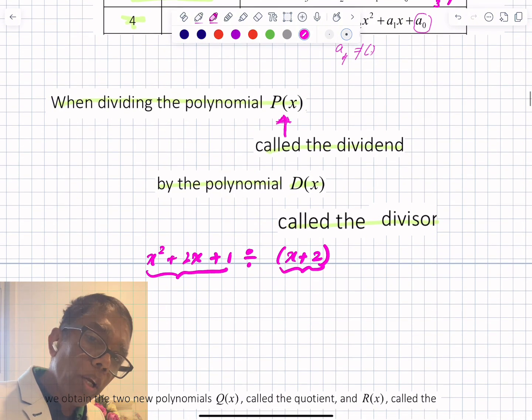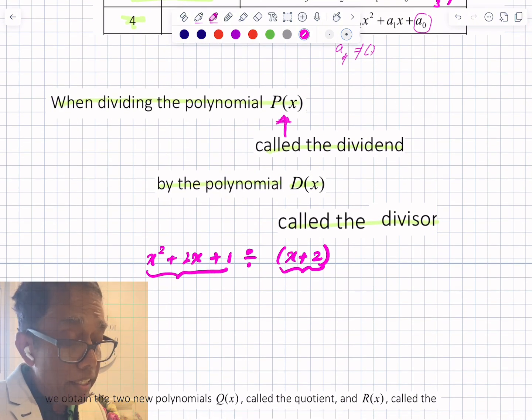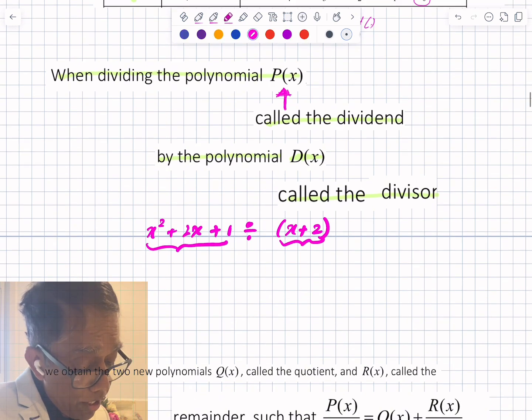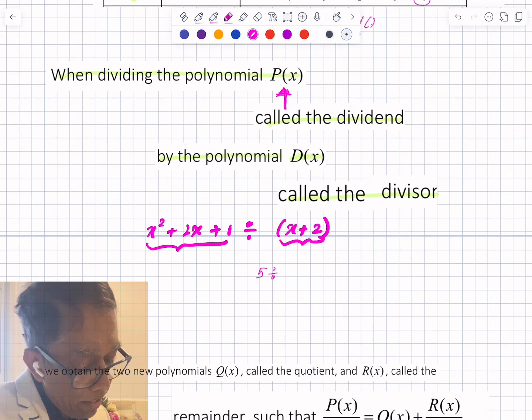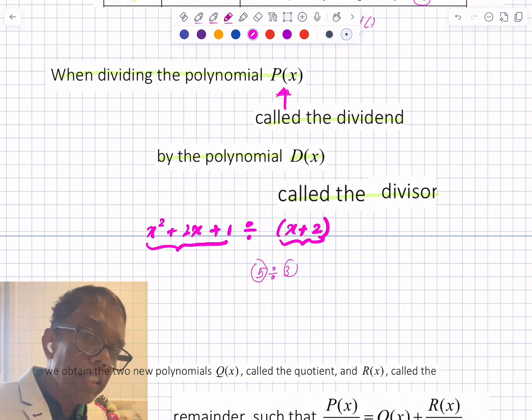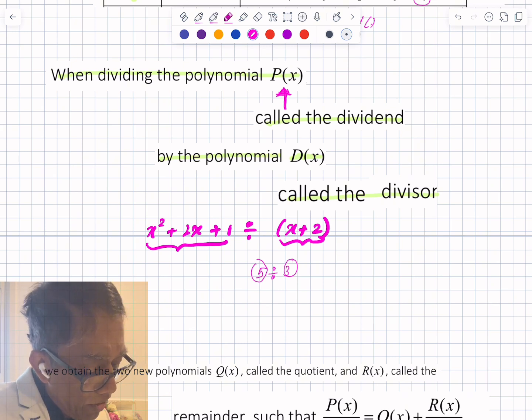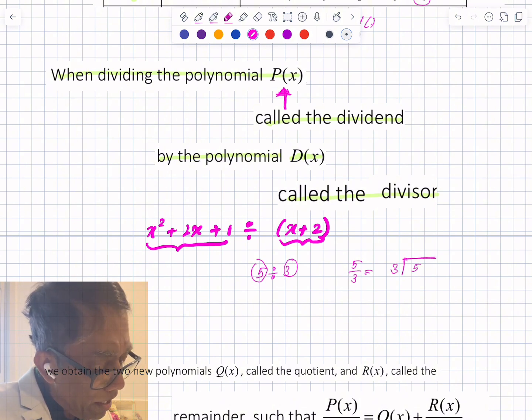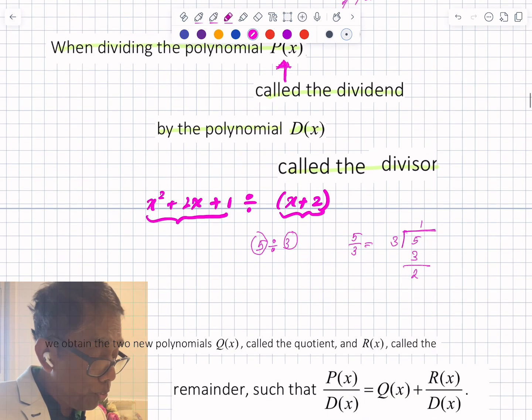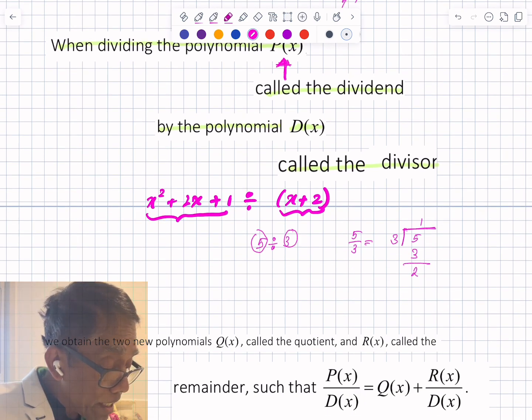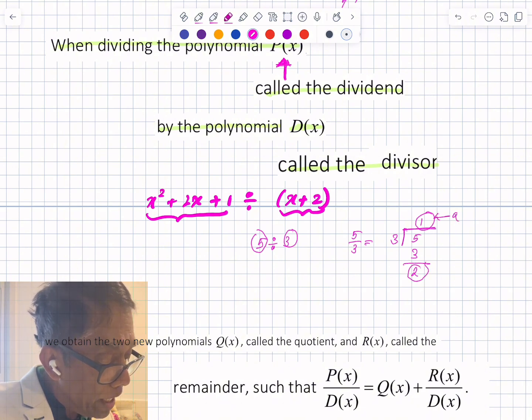Okay. Not only for polynomials, we can say it for normal numbers too. If you want to divide 5 by 3, 5 is the dividend and 3 is called the divisor. If you write 5 divided by 3, we know that we can go to long division: 5, 3, 3 times 1 is 3, remainder 2. There are two other terms, this one and this one. Actually, this is called the quotient. This is called the remainder.